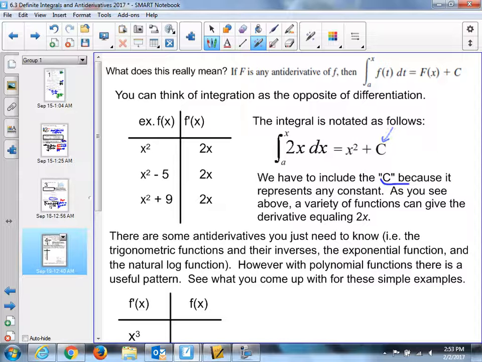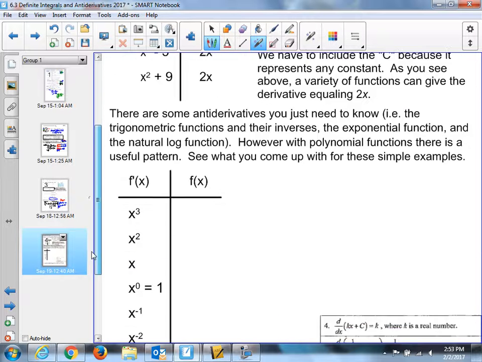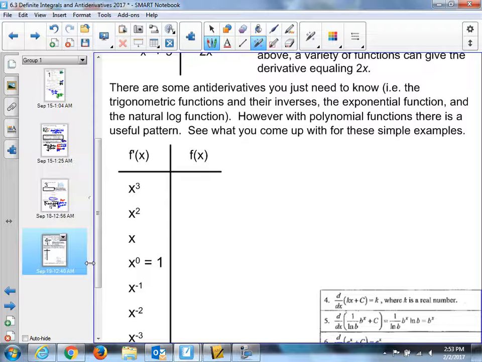As you see above, there's a variety of functions that can give you a derivative equaling 2x. So we don't know for sure what the antiderivative is. But the answer to this problem, if this was from 5 to x, will be x squared plus some constant. It'll be the same constant if you had from 3 to x, and so on. So we've got to think of these antiderivative parts. There's some antiderivatives you just need to know. The antiderivative part is the x squared part, and then the constant.